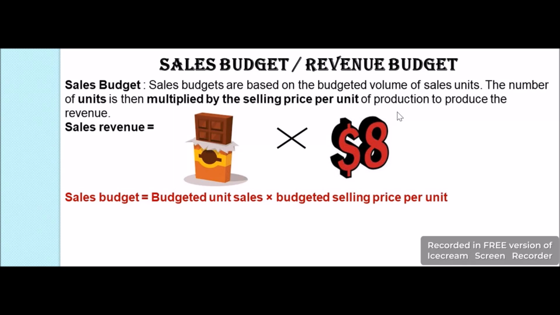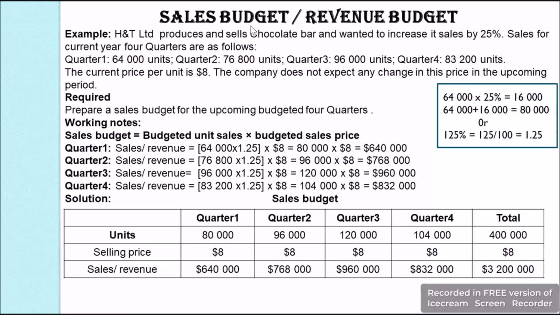So based on the budgeted volume of sales, we multiply it with the selling price per unit, we get the budgeted sales revenue. Now let's understand the sales budget with the help of an example. We have an example here where H&T Limited produces and sells chocolate bars and wanted to increase its sales by 25%. Sales for the current year, 4 quarters, are as follows.